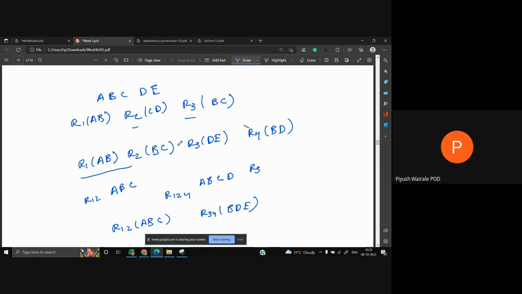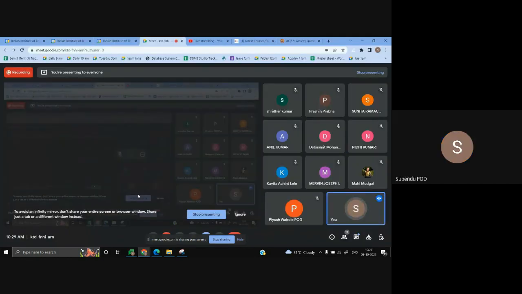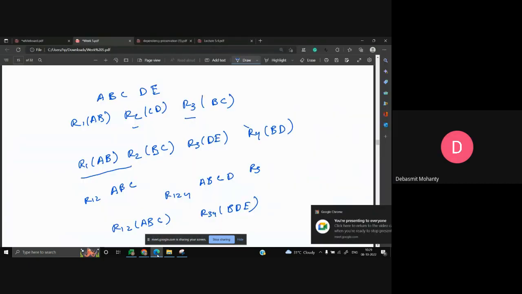So that's why in the slide only that condition is mentioned, right? Decomposition into only two relations. We'll discuss that next week. No issue. Makes sense. Okay, so up to this, is everyone clear? It's very helpful, sir. Okay.